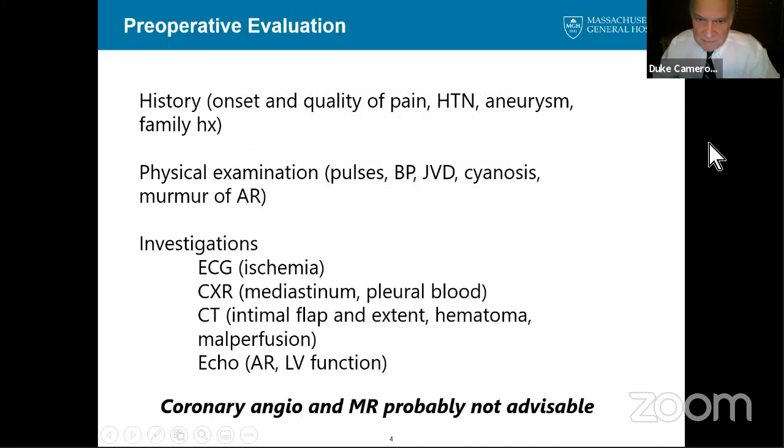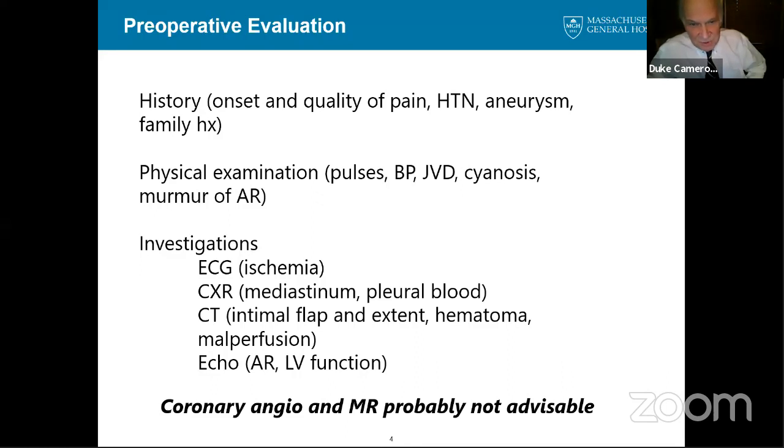So this is a very basic talk, but let me just share with you some of the things that I think are important and basic principles of taking care of these patients. It's really important to see these patients in the emergency department or in the ICU before you operate on them. It's good to know about their onset and their quality of pain, whether they had hypertension, whether they knew they had an aneurysm, and very importantly, whether there's a family history. The physical exam is still important here, as important as CT scans are.